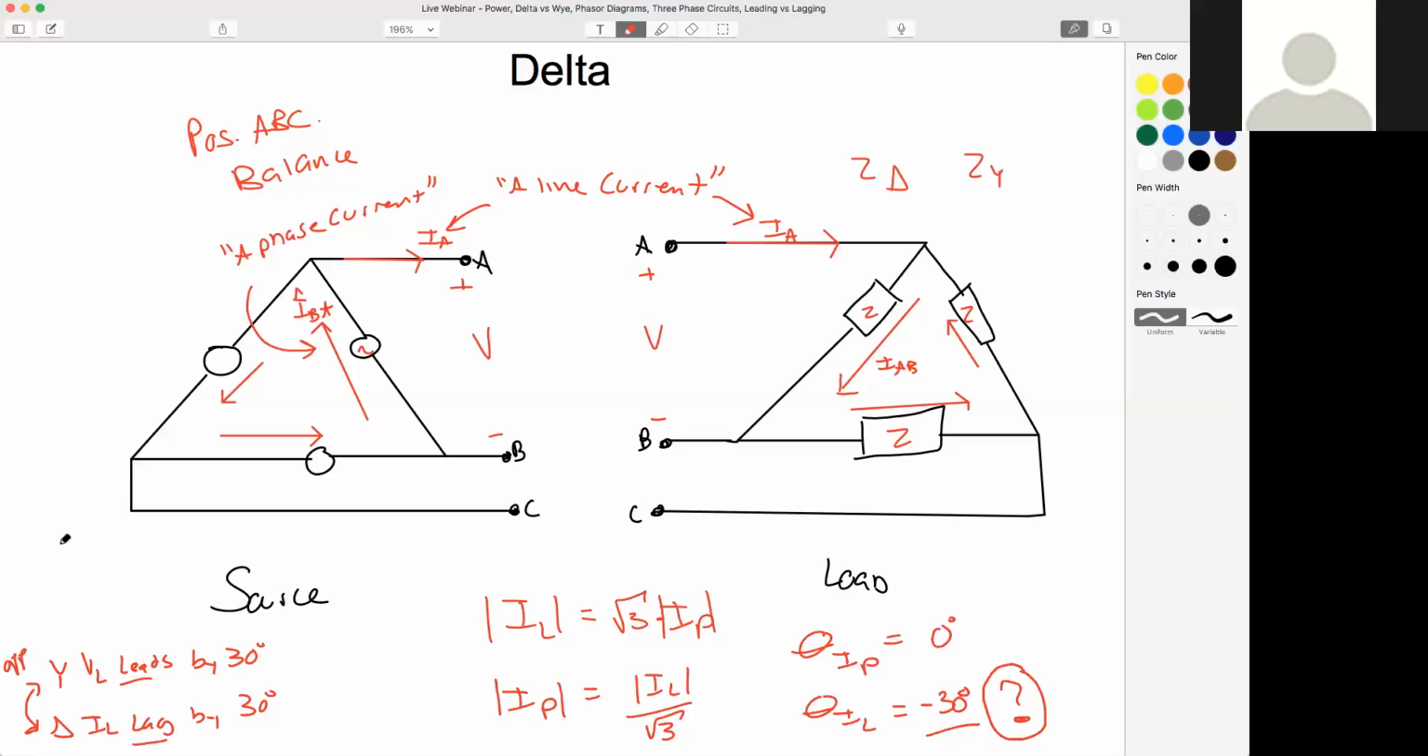Everyone, I suggest and encourage you to draw the phasor diagrams for both delta and Y. Once you draw them once by hand, it provides a great reference for the exam, and you tend not to forget it. Okay, so we got that.